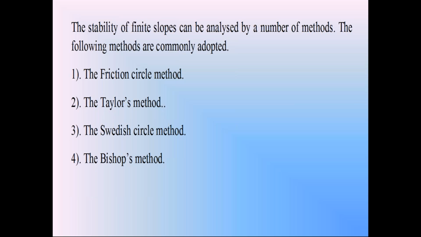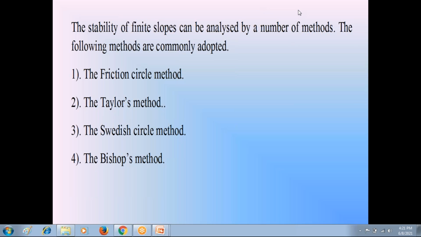Any doubts, students, from your side? If you have any doubts, you please ask me. Next class, I will start this friction circle method of stability analysis. Later on, we will discuss the remaining methods also. These four methods are used in the stability of finite side slopes: friction circle method, Taylor's method, Swedish circle method, and Bishop's method.